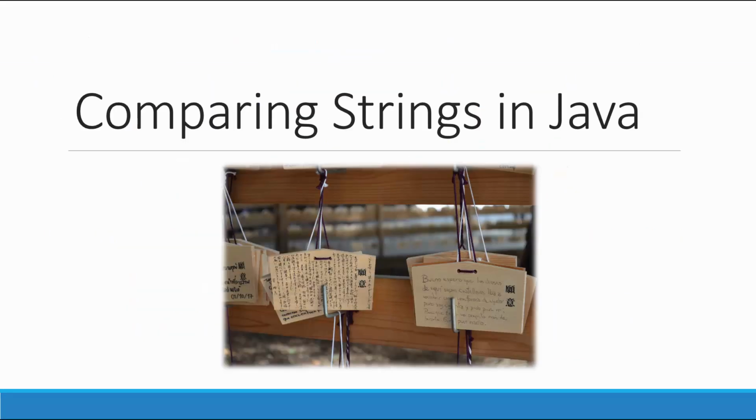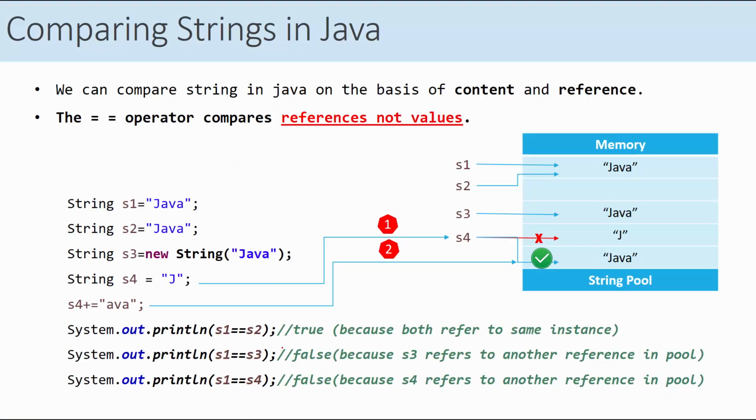Now we're going to see how to compare strings in Java, and it needs a bit of attention. You can compare strings in Java on the basis either of the content of the string or a reference. We'll explain how. If you use the double equality operator, you are comparing the reference, not the value of the string. How?